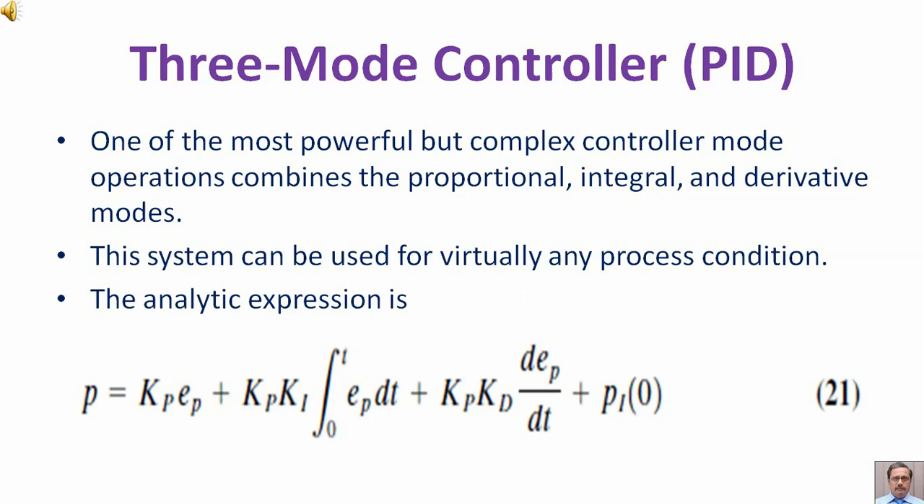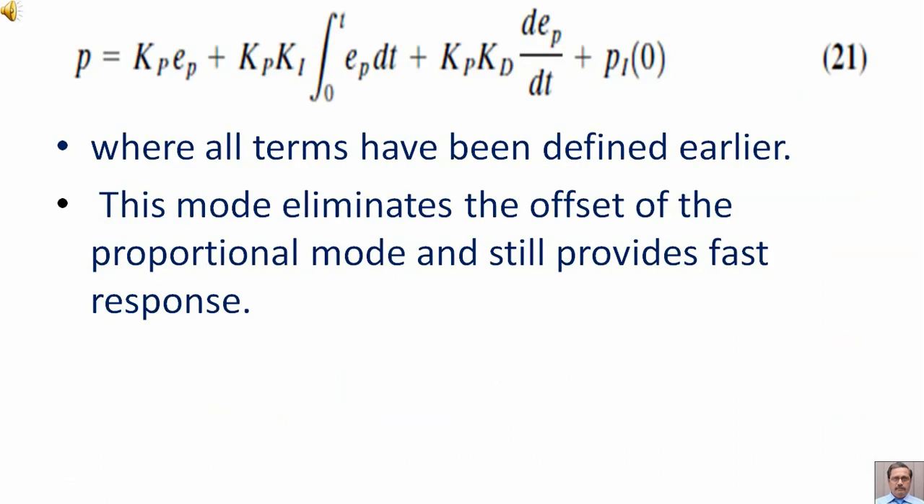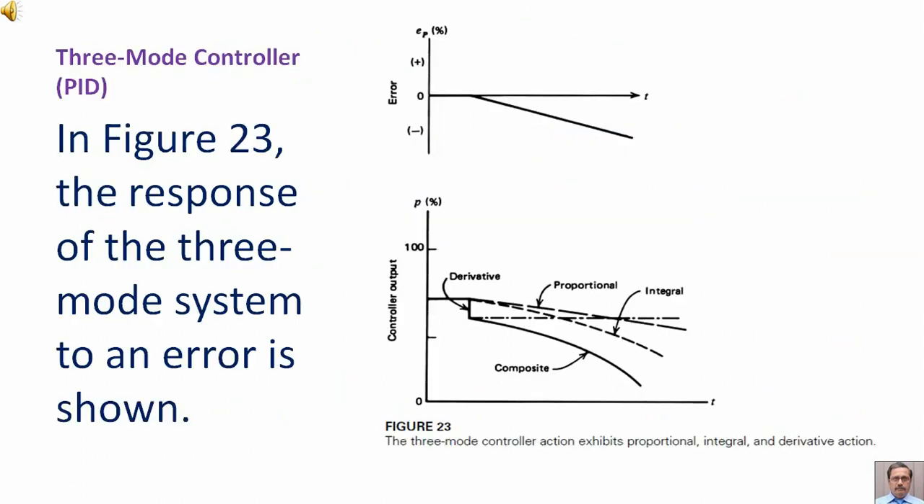The analytic expression is given in equation 21, and here is the analytic expression for PID, where all the terms have been defined earlier. This mode eliminates the offset of the proportional mode and it still provides fast response. In figure 23, the response of the 3-mode system to an error is shown.